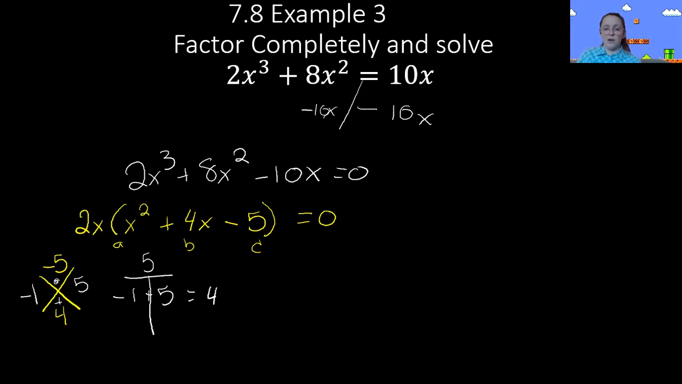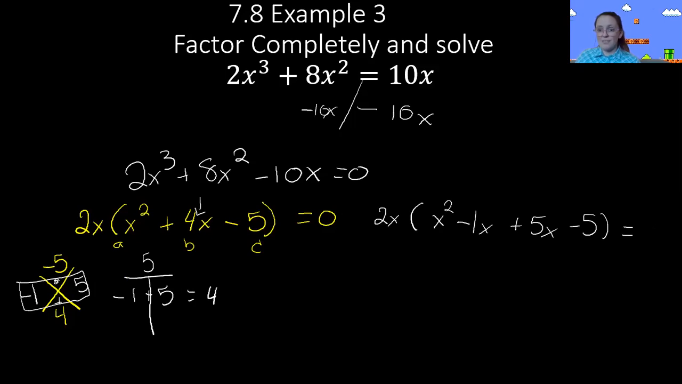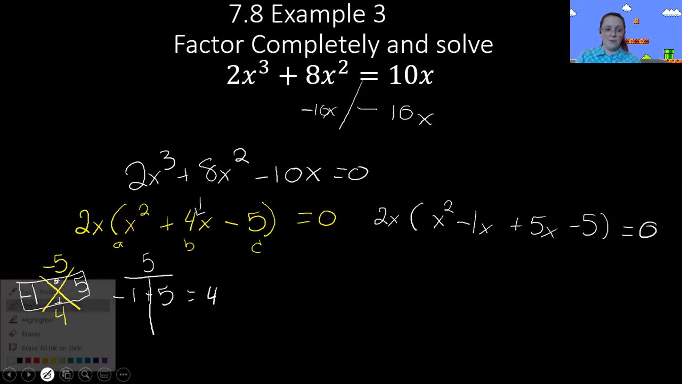So I'm going to come over here, and that 2x is still hanging out in front. Then we're going to have our x squared, and these guys are coming in instead of this 4x. So we're going to have our minus 1x, our plus 5x, and our minus 5. And this all still equals 0. Don't drop your things. Bring everything with you.